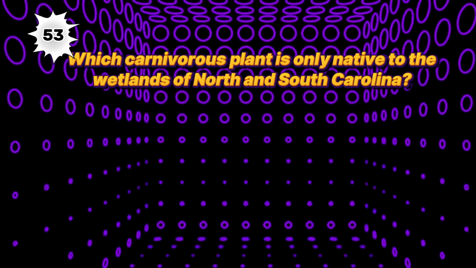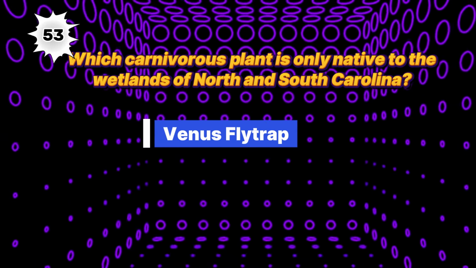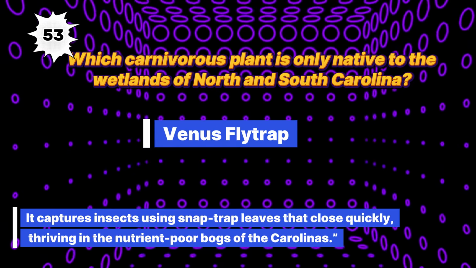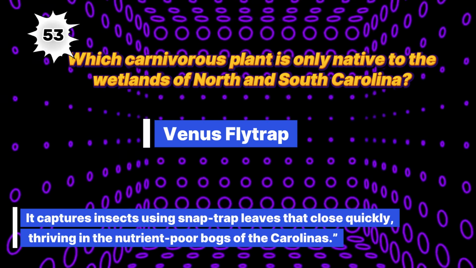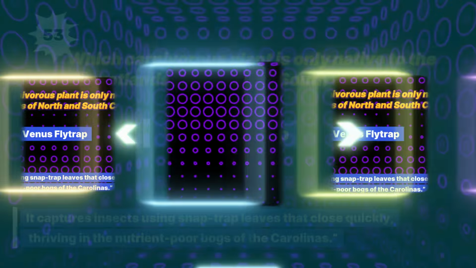The correct answer is Venus flytrap. It captures insects using snap trap leaves that close quickly, thriving in the nutrient-poor bogs of the Carolinas.